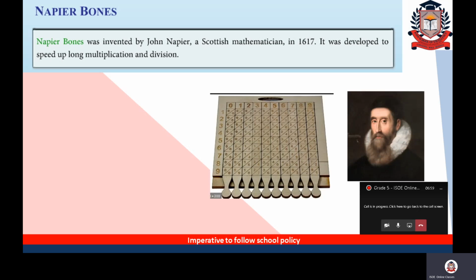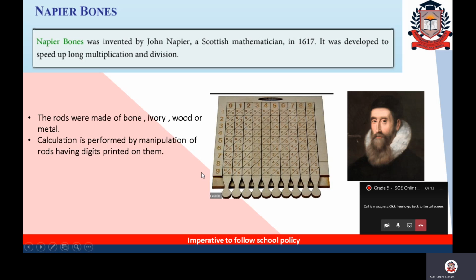So how does it look? And the person, how John Napier looks, you all remember him, right? So this is John Napier. He's a wonderful scientist. Okay, and this is how the Napier Bones look. The rods are made of bone, ivory, wood or metal. Calculations are performed by manipulating rods having digits printed on them. There are digits, right? 0 by 0, 0 by 1, all these digits were there. By moving these rods only, we can do the multiplications and divisions. These are the Napier Bones. His name is John Napier.